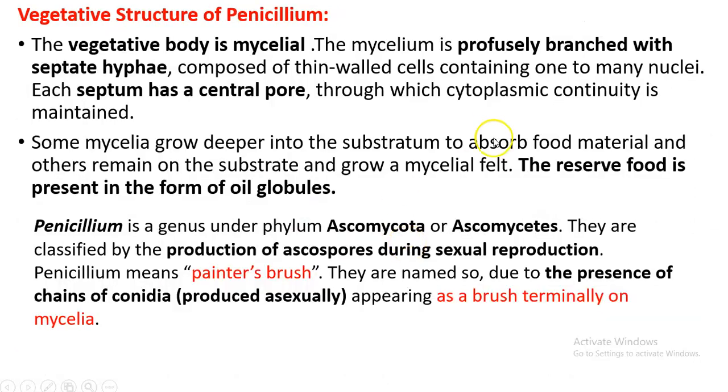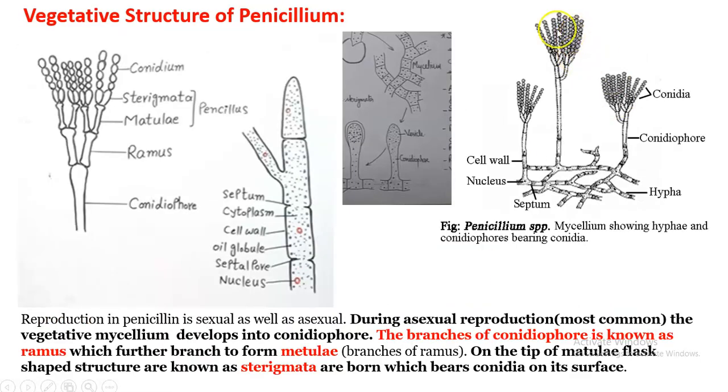So coming to the remaining explanation, the reserve food is present in the form of oil globules, and you can see that Penicillium means painter's brush. Why? It is due to the presence of chains of conidia. Okay, during asexual reproduction, conidia will be formed in chains, and it will appear as a brush terminally on the mycelia because of this.